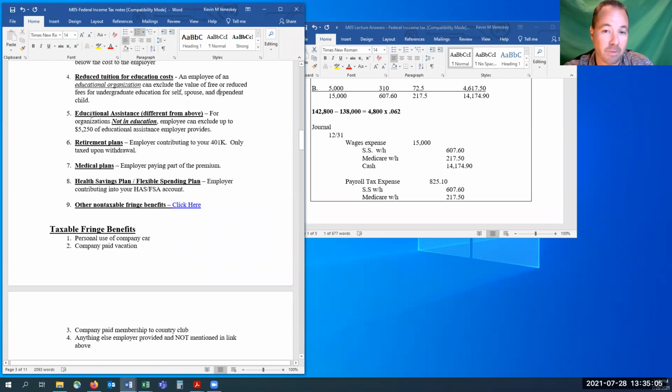Now, other people who don't work for a university can still get some educational assistance. It's just theirs is capped. If the employer pays over $5,250, then any amount over that would be taxable to the employee. But up to the $5,250 that's paid to wherever that individual is going to increase their education, it is tax-free. I just heard recently that Walmart is offering this.